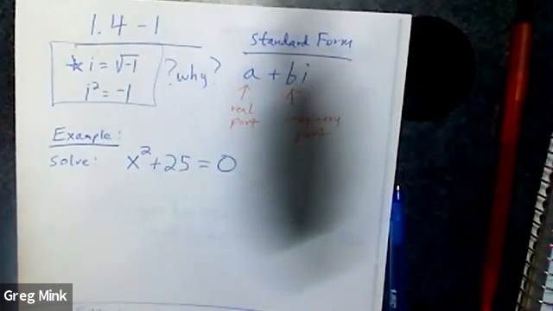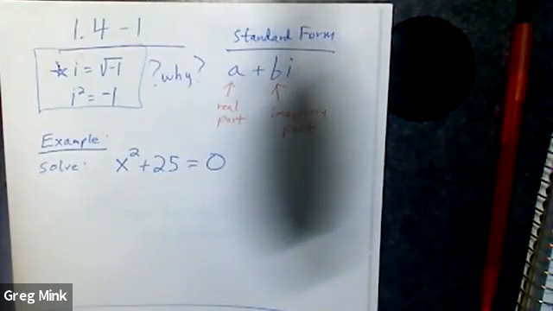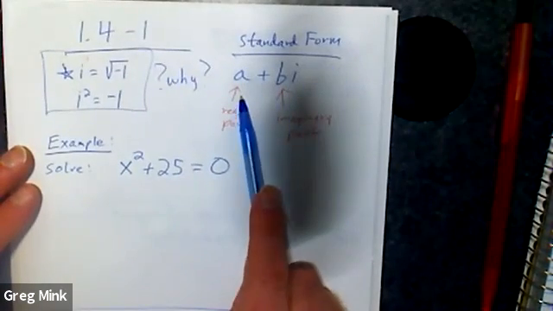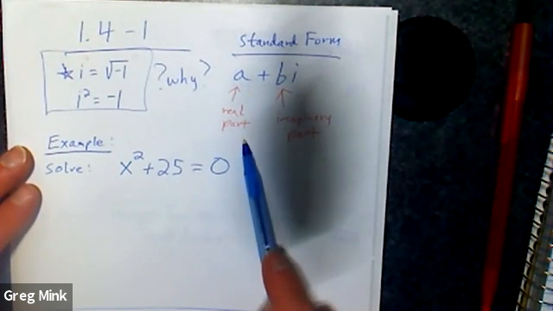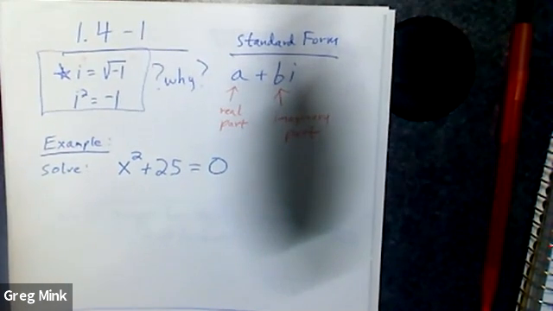So why the heck do we care about this? And they also said something about standard form. You may have seen this, a + bi, where a is the real part and b is the imaginary part. Well, what are they talking about?